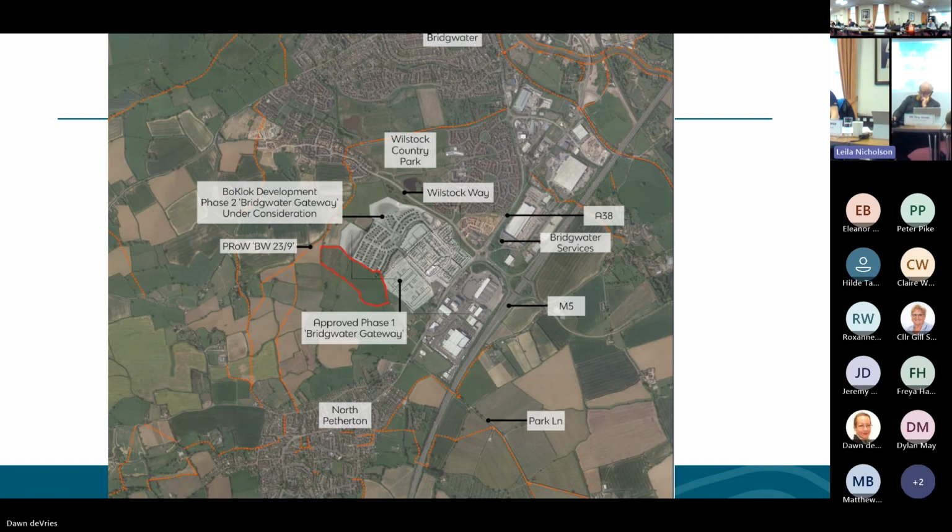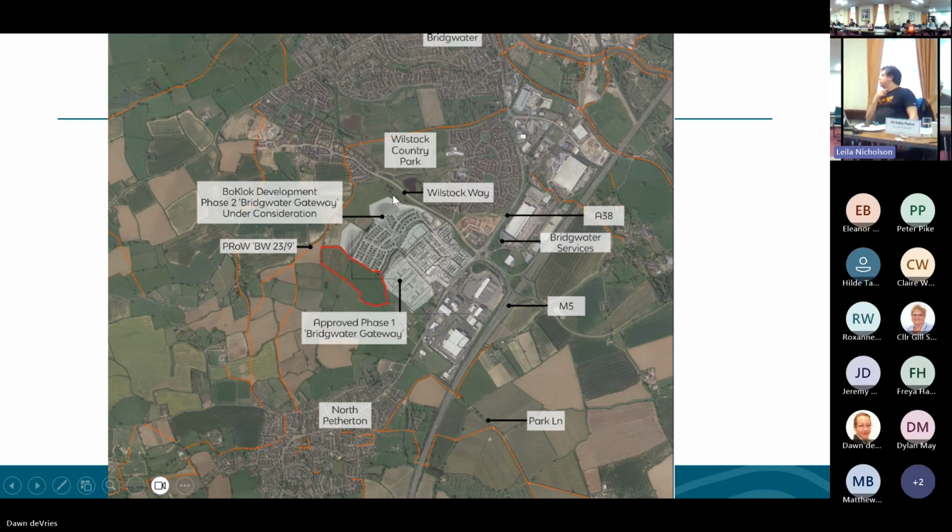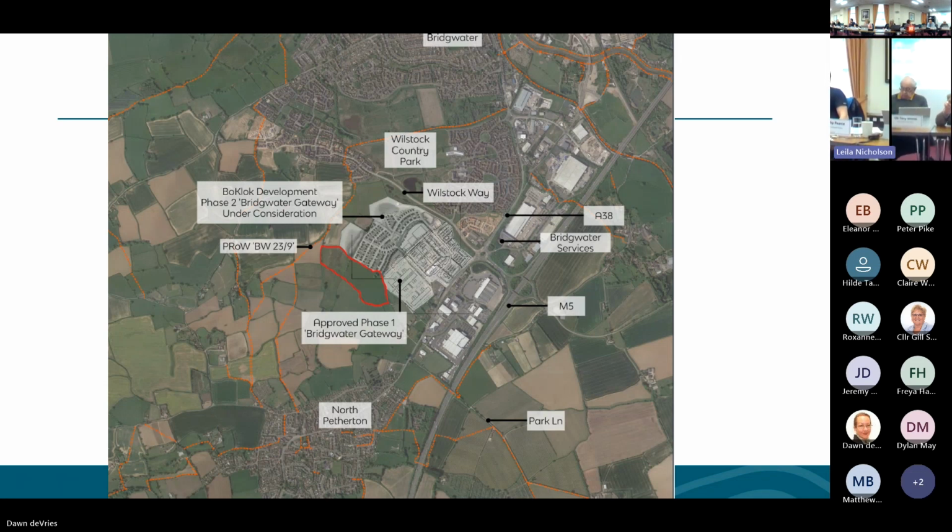There's no way out. There should be a way out at the bottom of Willstock Way, and you can manage it for a cycle path, and I'm sure we can manage it for a transport lane. That would take a lot of pressure off and make it a lot better, in my opinion.